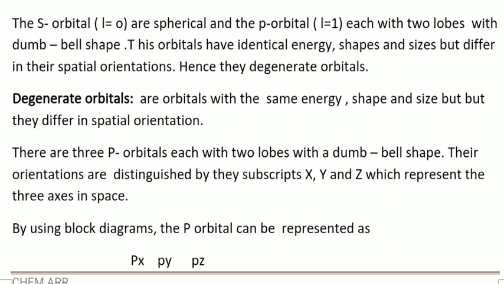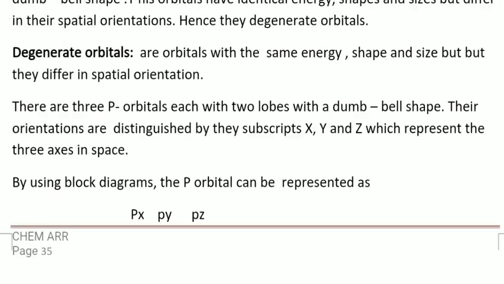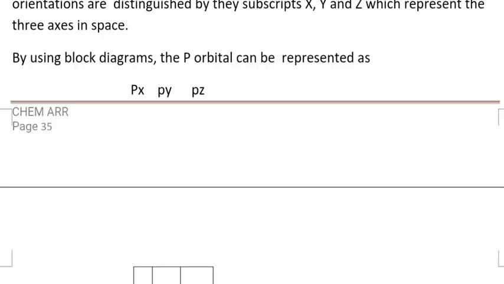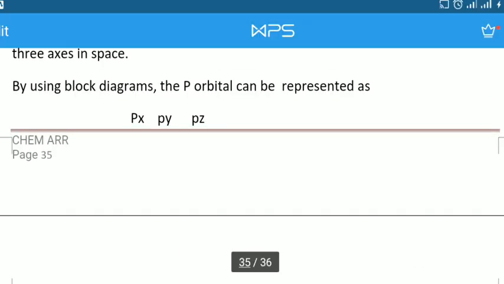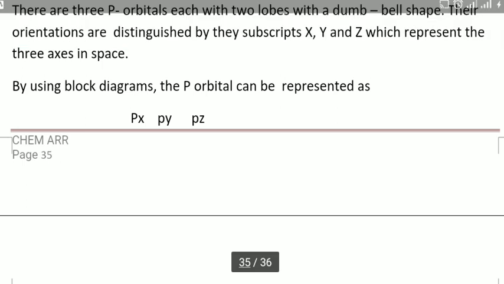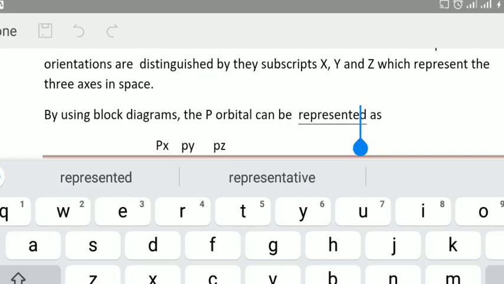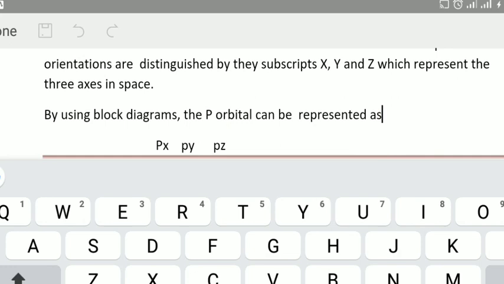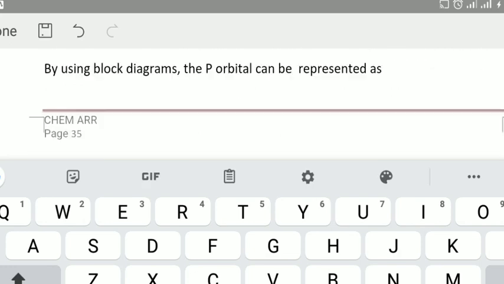By using block diagram, the p orbitals can be represented as. So here, let me edit a little here. So let's proceed.